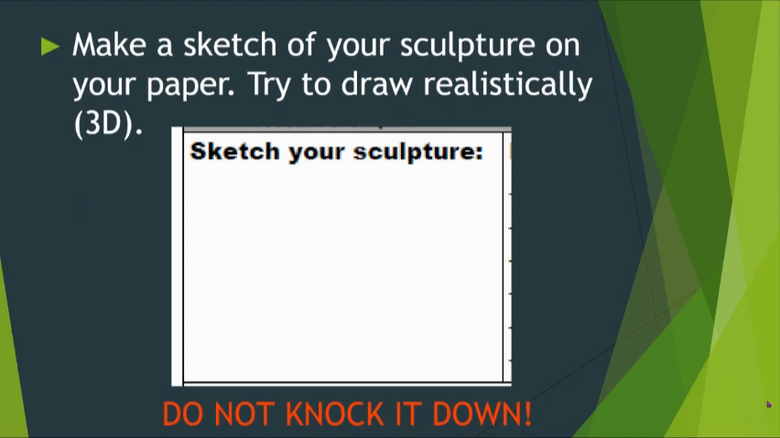Now, it's built. You do not want to knock it down now or as we continue on, because first you're going to make a sketch of your sculpture on your paper. I want you to try to draw realistically, which means 3D. So please don't flatten the three-dimensional objects that you are building with. Instead, try to draw their height, width, and depth, which would make them 3D. But it's a small space, so do your best.